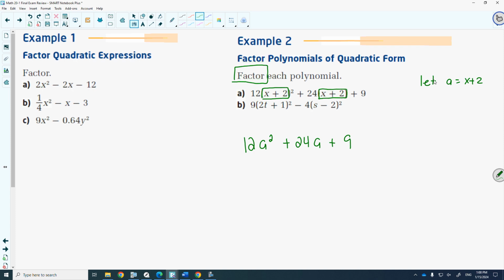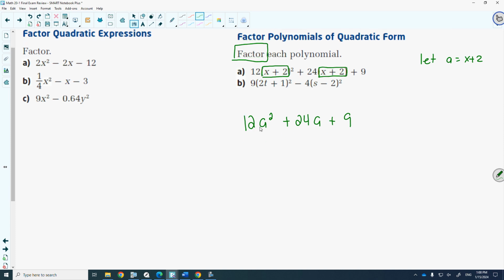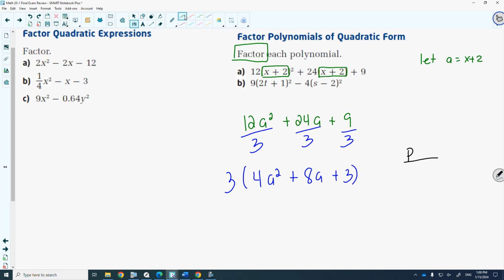This would be inspection, or I want it to be. I can't get rid of the 12, so it's going to be a decomp. But what is the GCF? Yeah, let's take out a 3 first. And I would get 4a squared plus 8a plus 3. It's a PSA 2 or a decomp question.